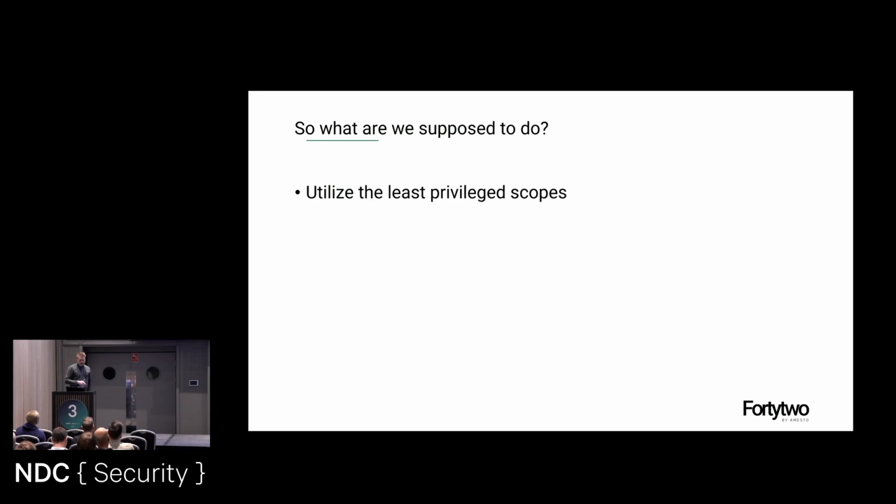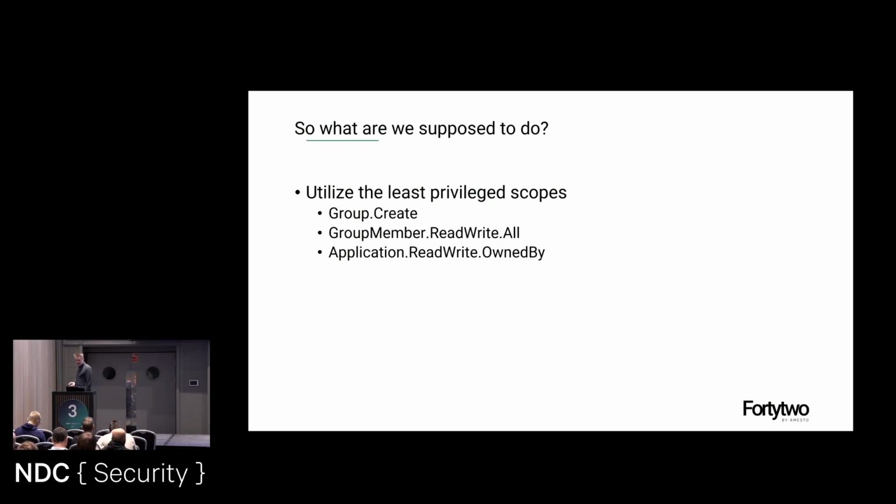So what are we supposed to do then? Well, first of all, utilize the least privileged scopes. So as I said, group.create, application read-write owned by, rather than application read-write all. So there are scopes available. But I would really like Microsoft to start adding more of these, group read-write dot assigned or group read-write owned by, and all of these for many more objects. Because right now it's a hassle to really get least privilege.